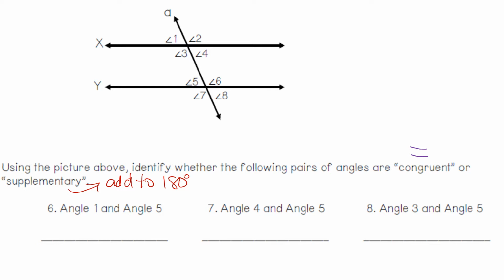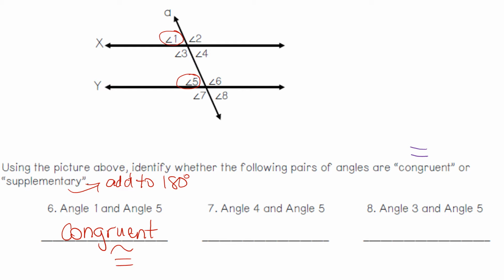So number 6, you're focused on angle 1 and angle 5. Notice they are both acute angles. So if they're both acute, they cannot be supplementary. In order to be supplementary, one would need to be obtuse, one would need to be acute. These are corresponding since they're in the same position, just on a different set of parallel lines. And so these are congruent. And you could even use the congruency symbol if you'd like.